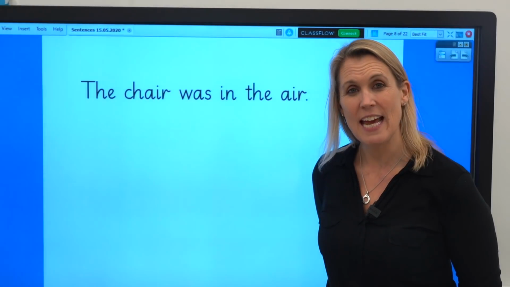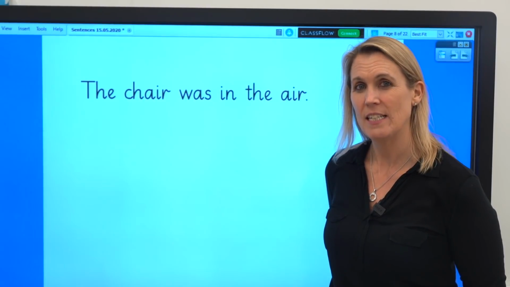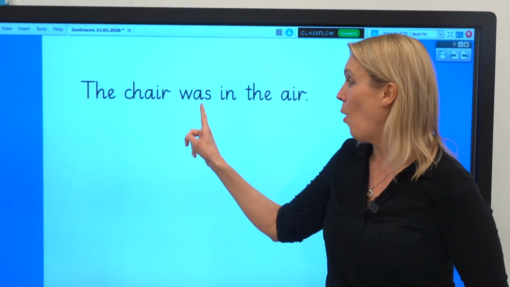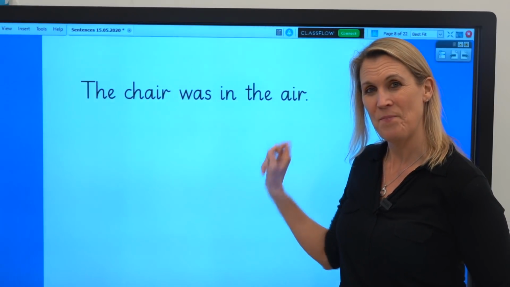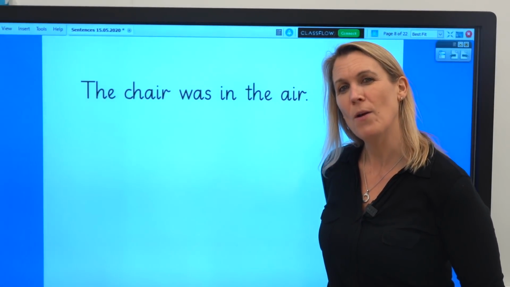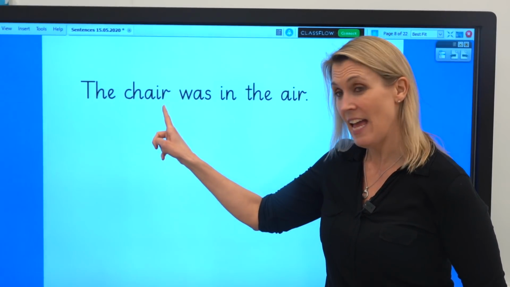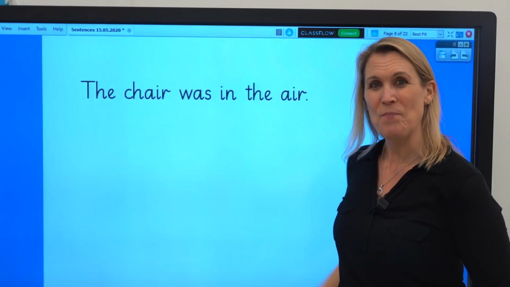Excellent reading. Now, let's read the sentence together. Read with me as I point to the words. The chair was in the air. Let's read the sentence one more time. Ready? The chair was in the air. Well done. Wow. Let's finish by spelling some words, because if you can read a word, then you can have a go at spelling it.